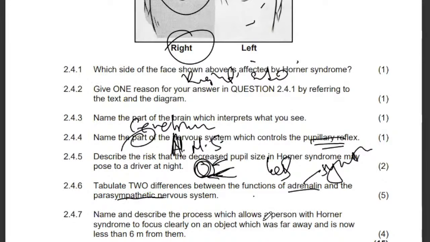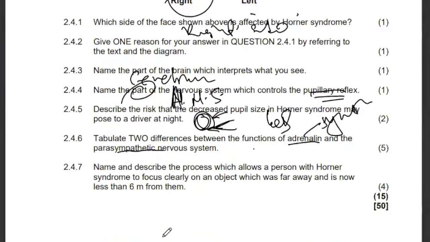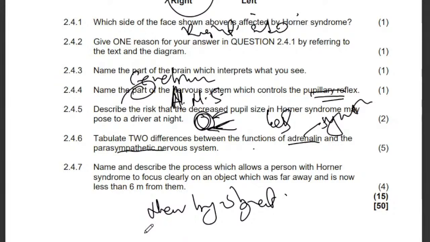Name and describe the process which allows the person with Hunter's syndrome to focus clearly on an object which was far, and now it is less than 6 meters. So here you explain the nearby object. Yes, nearby object. When you talk about a near object, this is called accommodation. So mentioning accommodation could be a marking point: accommodation for nearby object. And then you have to explain accommodation.